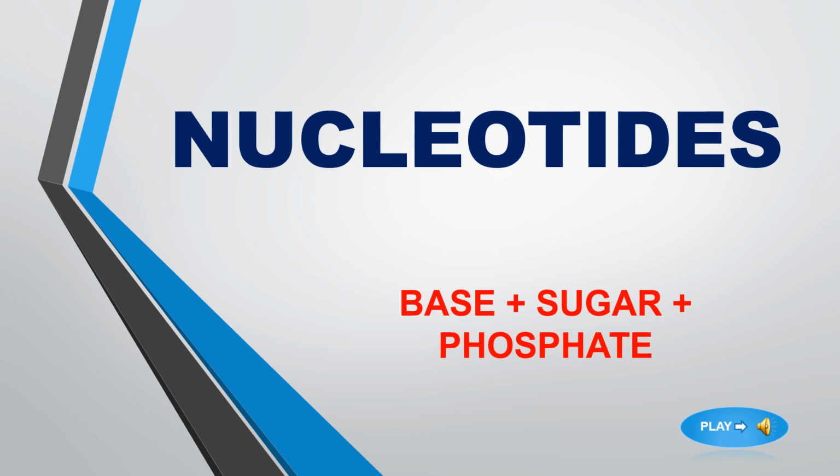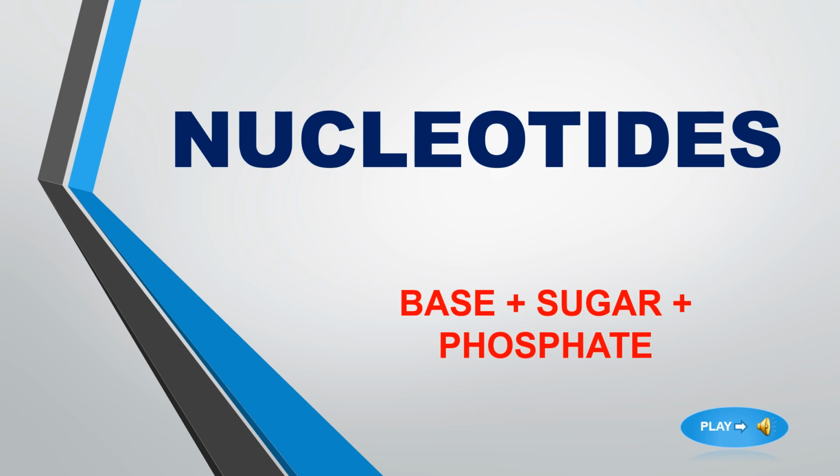What do you mean by the nitrogenous base? Nitrogenous bases are of two types, purines and pyrimidines. What are purines? Purines are adenine and guanine. Pyrimidines are cytosine, thymine and uracil.